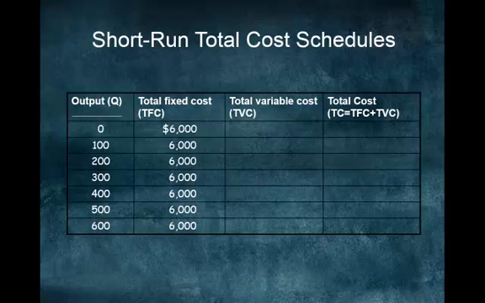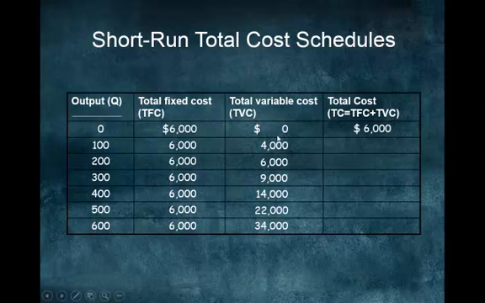Here in the schedule, you can find the quantities, the fixed costs, the variable costs, and the total cost. The quantities are increasing from 0 to 600, but the fixed costs remain unchanged. Look at the variable costs. They are increasing based on the production. If production increases, the variable cost increases too, but fixed cost never changes.